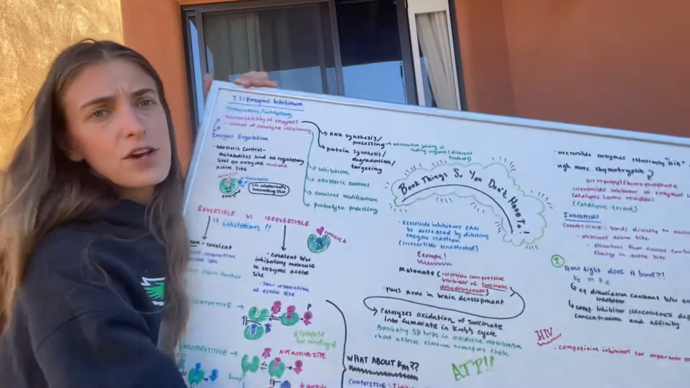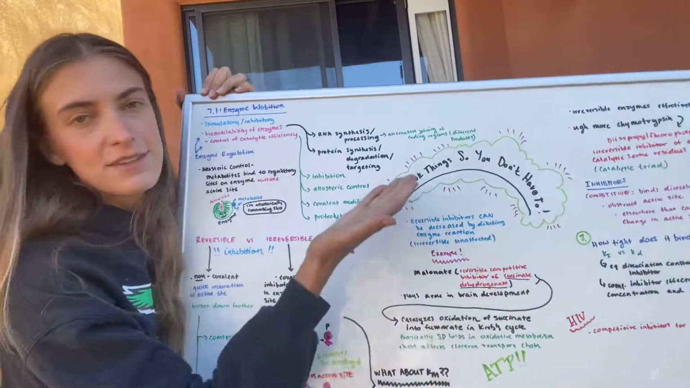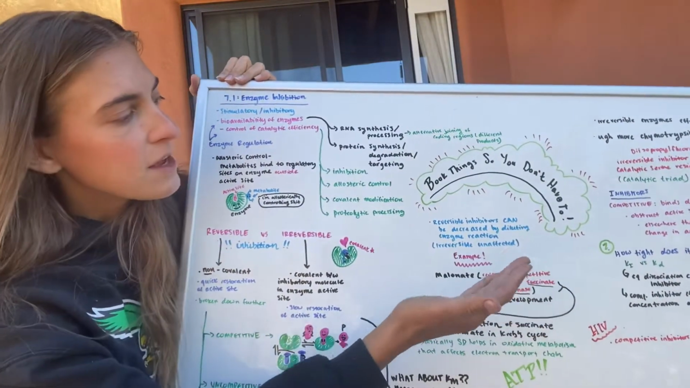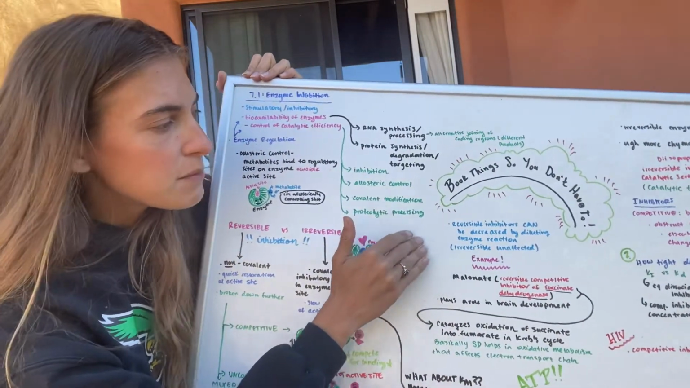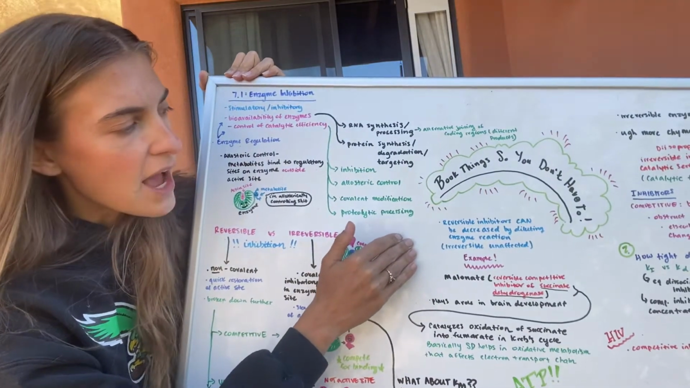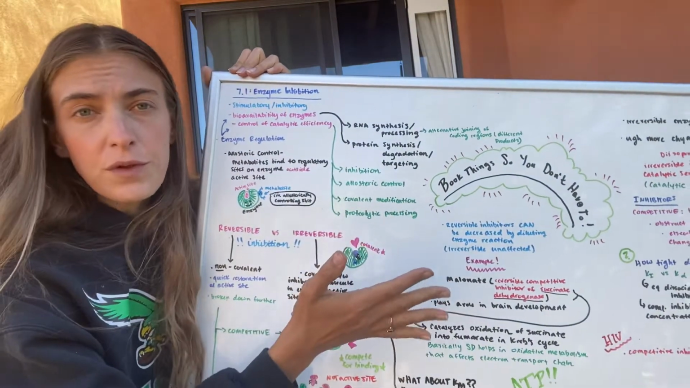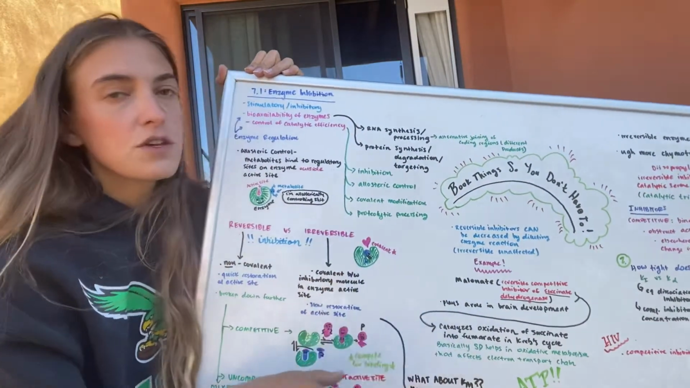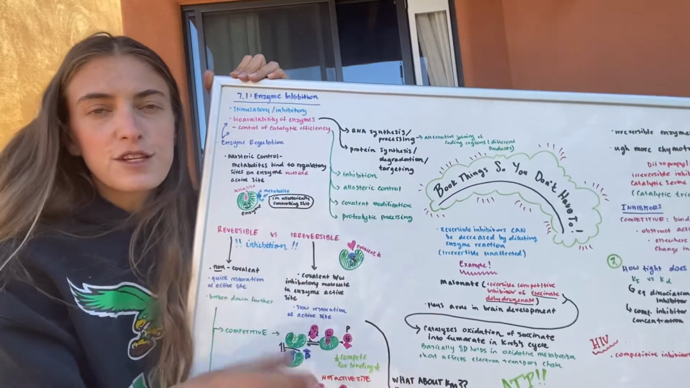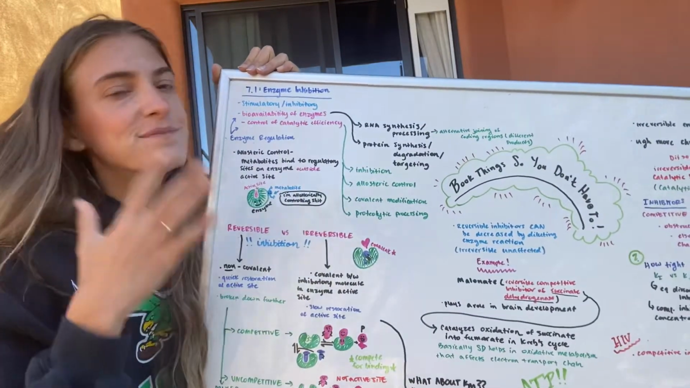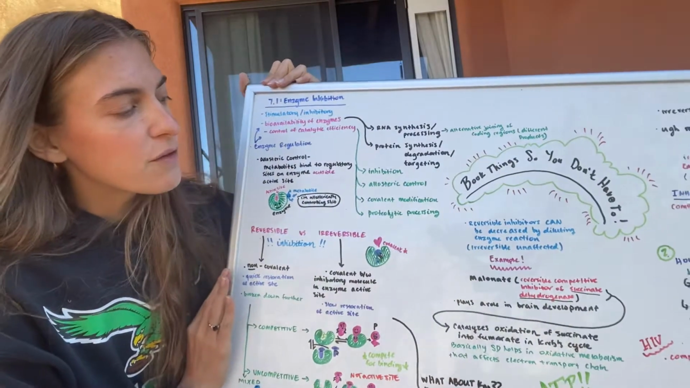Okay, so things from the book so that you don't have to read the book. Cool. So reversible inhibitors can be decreased by diluting the enzyme reaction, versus irreversible, which is going to be unaffected. So again, with reversible inhibitors, there's a way to reverse it. For irreversible, there's no way to reverse it. Kind of a way to think about it.